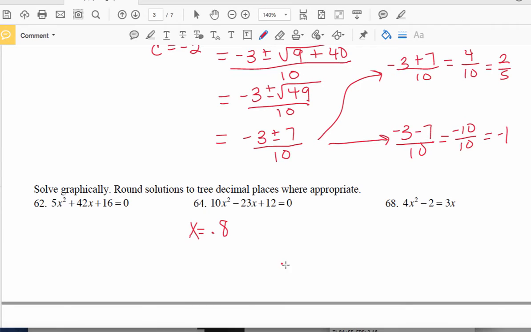And I'm using the trackpad, so this is even more of a challenge than a tablet. So x equals 1.5.